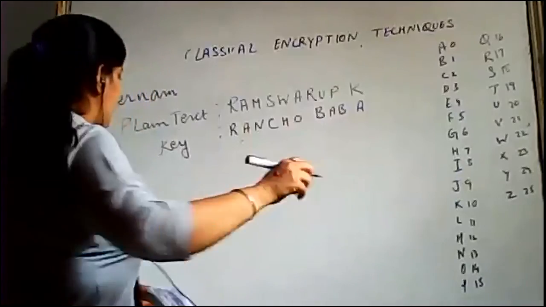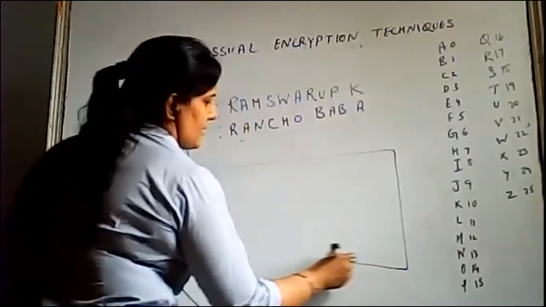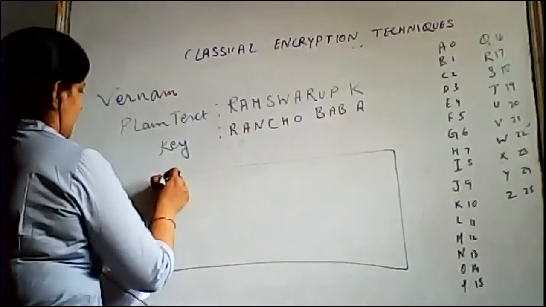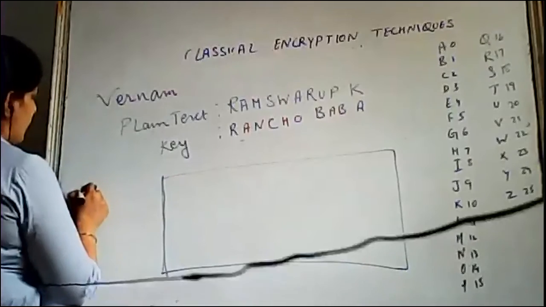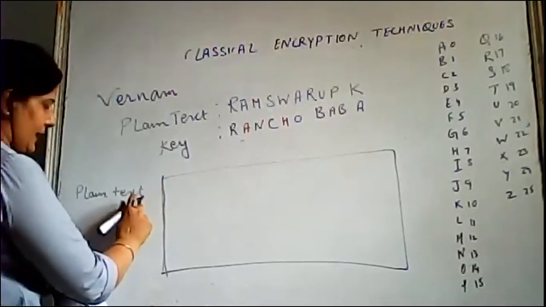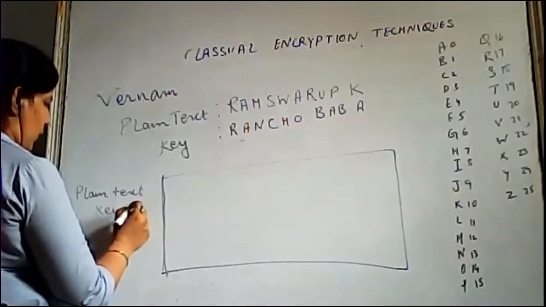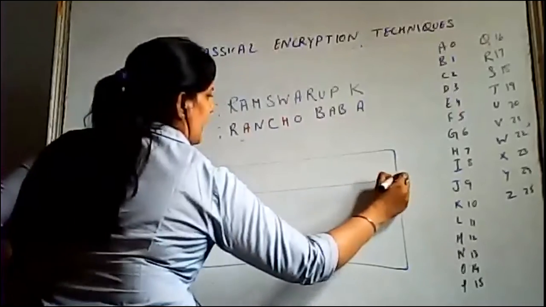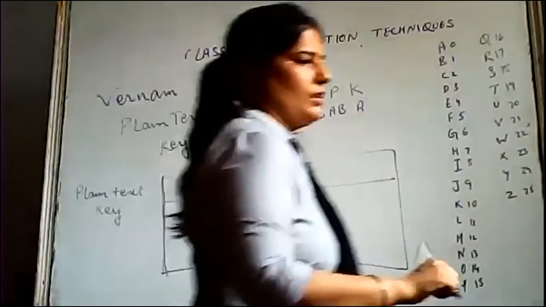What we'll do is make 3 columns over here, like this. The first row will contain the number for the plain text. Another one will contain my number for the key, like this.